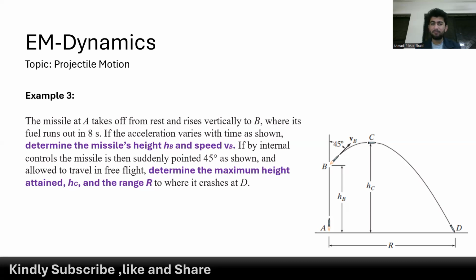Also, by the initial controls, the missile is then suddenly pointed 45 degrees and allowed to travel in free flight. So we have to find the maximum height attained at point C and the range R to where it crashes at D. Through this statement, we observe that acceleration varies with time.